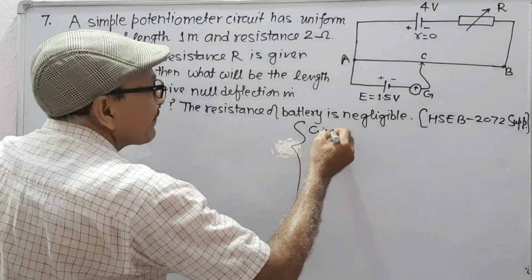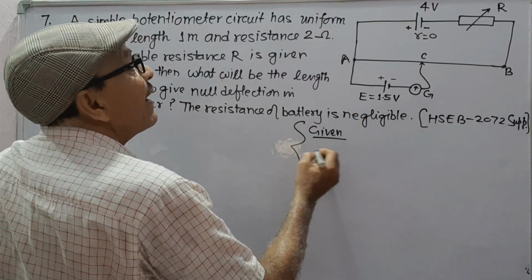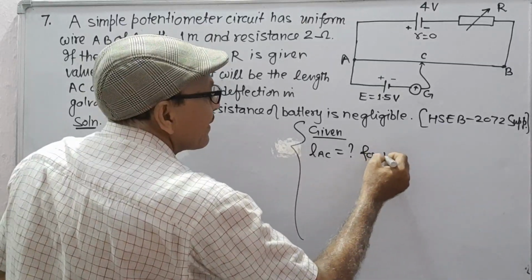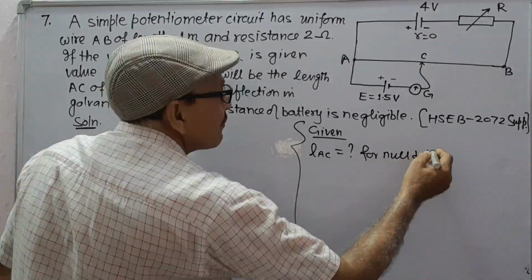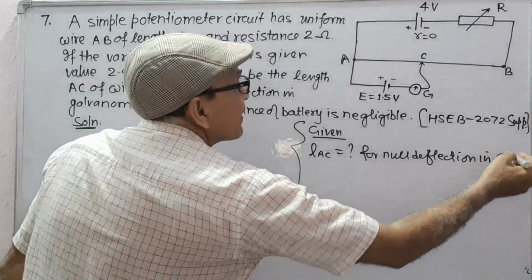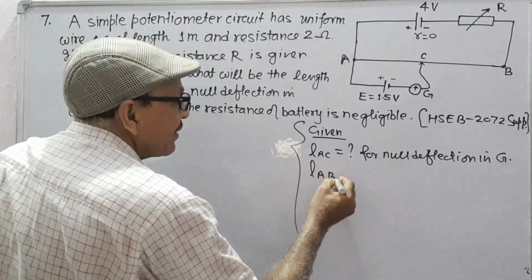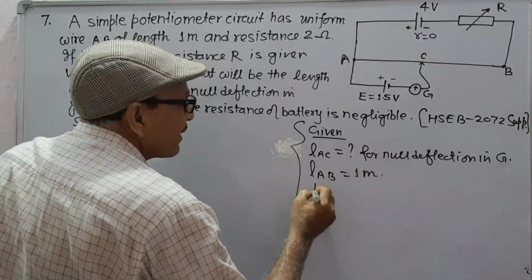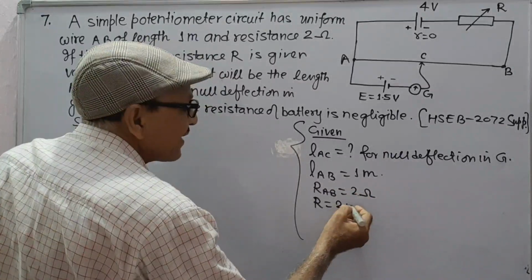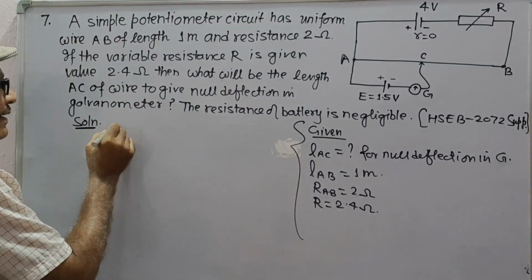So, given, solution. Given, LAC is what, for null deflection in galvanometer. L from A to B is 1 meter. Resistance from A to B is 2 ohm. Resistance R is given value 2.4 ohm. Solution.